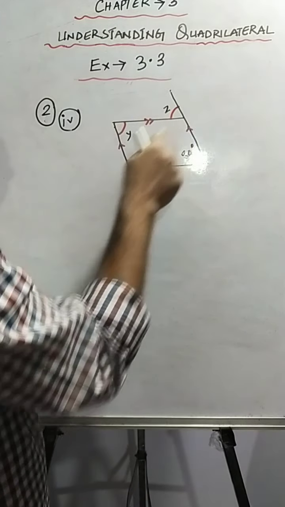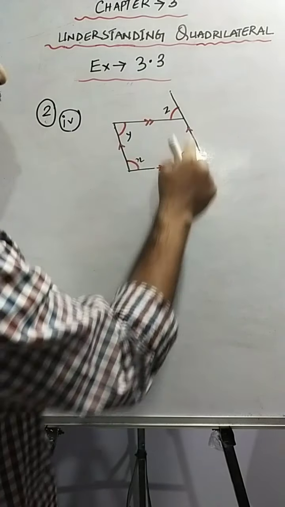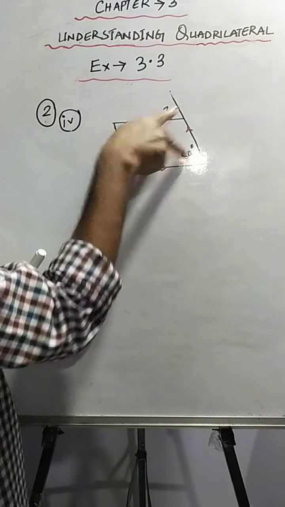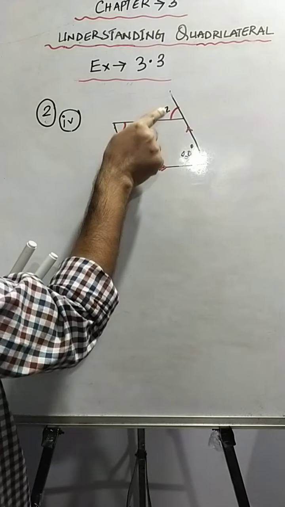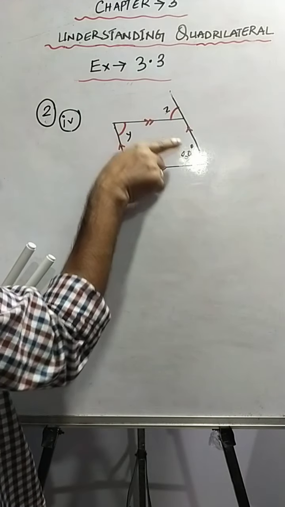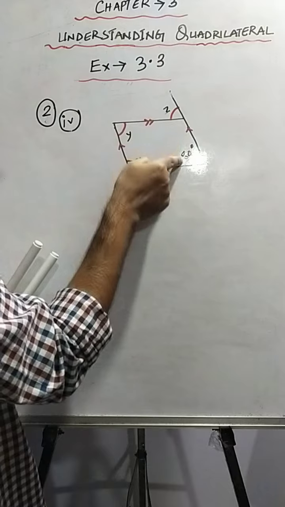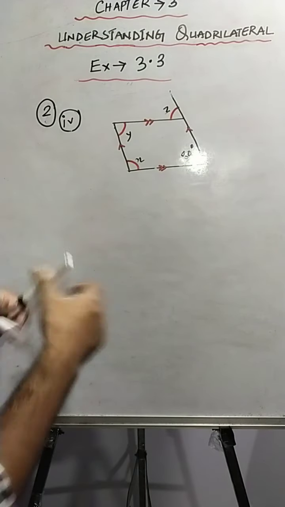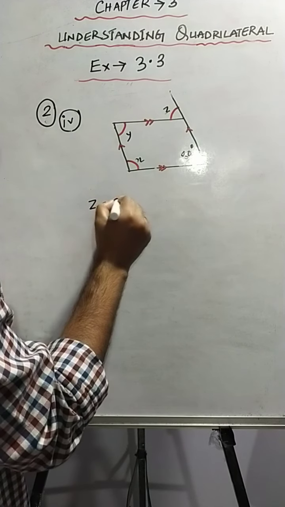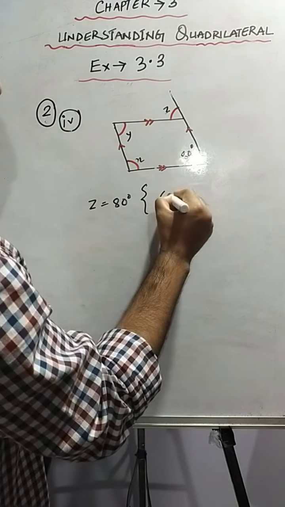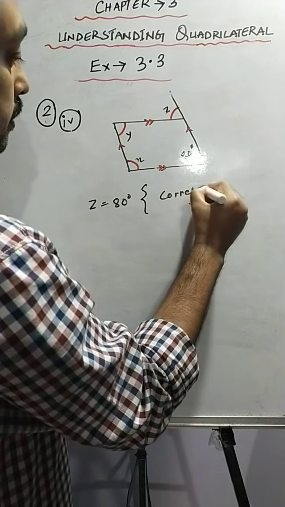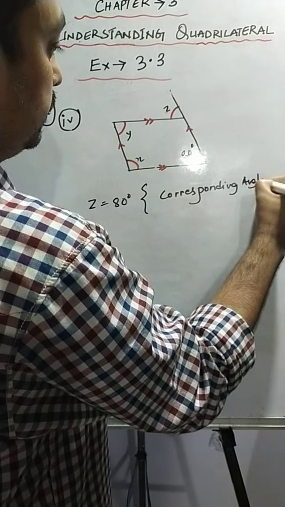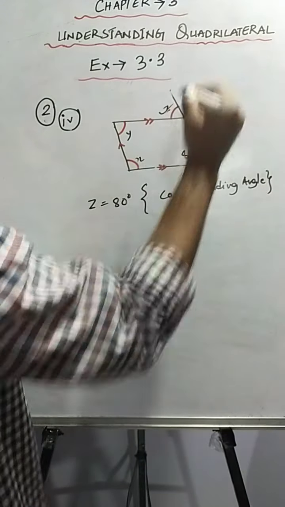Fine. So this is a parallel line, and this will be considered as a transversal line. So these two angles are on the same side of the transversal. One is outside the parallel line and one is inside the parallel line. So what type of relation is this? These are corresponding angles. So what do we have to write? That z is equals to 80 degree. And why are we saying this? Because these are corresponding angles. Okay, now the z part is done.